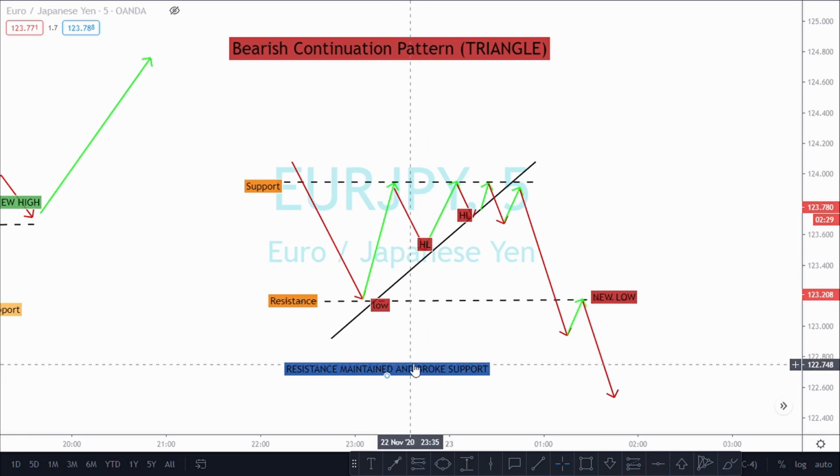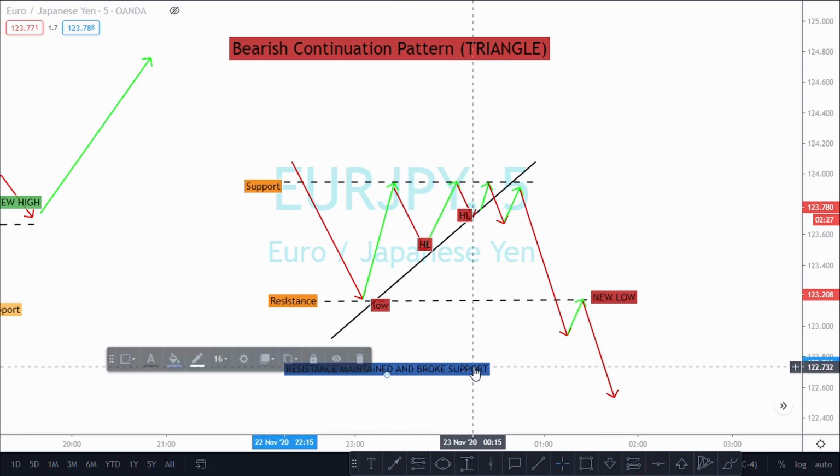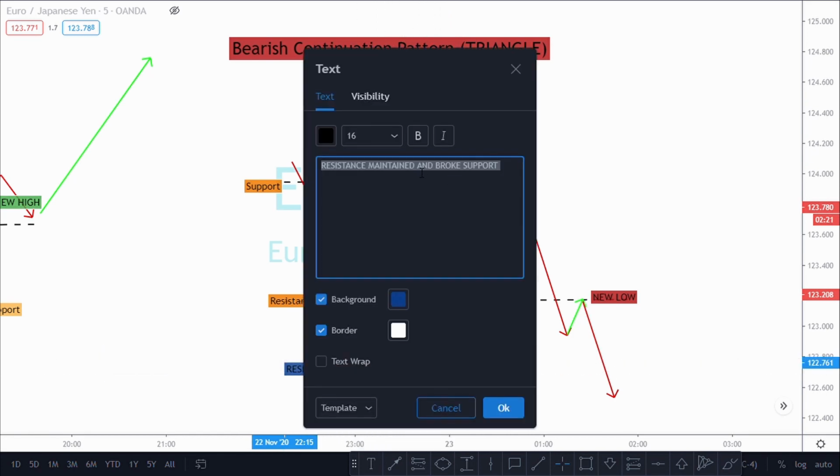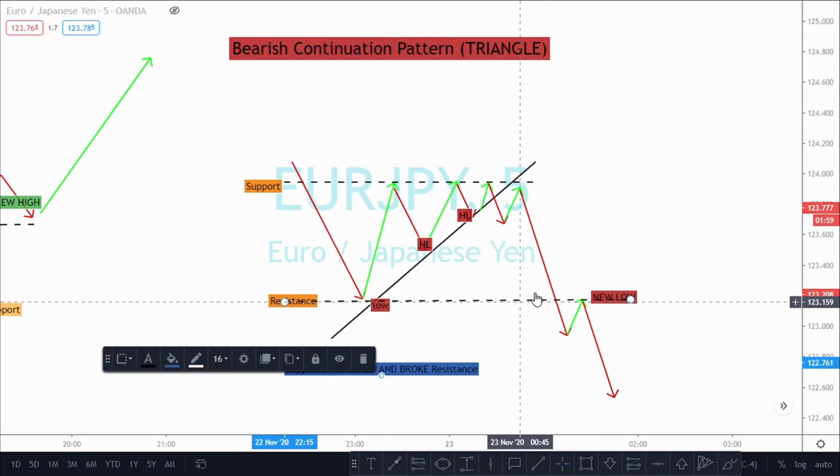I made a mistake right here, so let's fix it before somebody says something. It's more like support maintains and breaks resistance. You see me? So yeah, sorry for that little thing there.